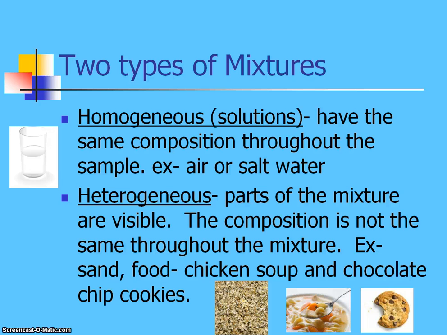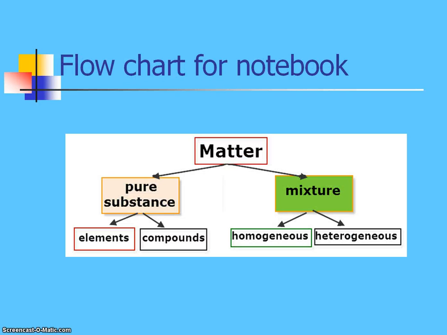When you've got these down, you're going to flip over to the back and we're going to do a little flow chart. Again, you can pause this video at any time and write down the definitions. This is what you're going to do. You're going to make a flow chart on the back of the paper. Start with matter. Matter breaks down into pure substances and mixtures, so make one go to the left, one go to the right. Elements and compounds are part of pure substances, so make a flow chart going to the elements and compounds. And then heterogeneous and homogeneous off of mixtures.